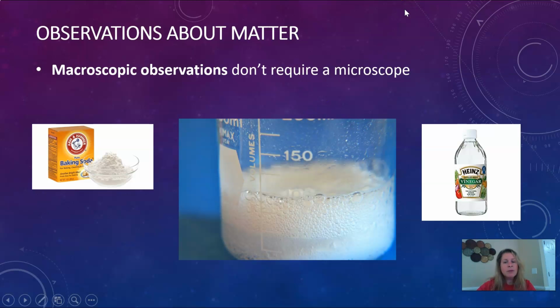All right, let's make some observations about matter. There are different types of observations that we can make depending on the scale, like large scale, big picture looking, versus smaller scale, kind of on a microscopic scale. So I'm going to do a little experiment with baking soda and vinegar. We can learn a lot of stuff with baking soda and vinegar, and it's also very safe.